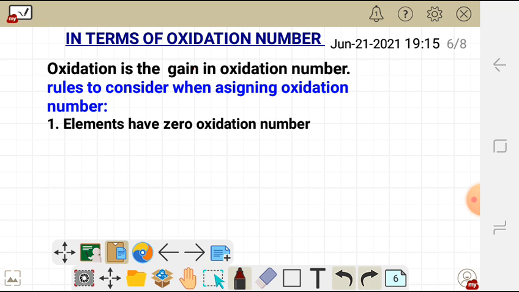Okay, so we can also define oxidation in terms of oxidation number, which is the gain of oxidation number.